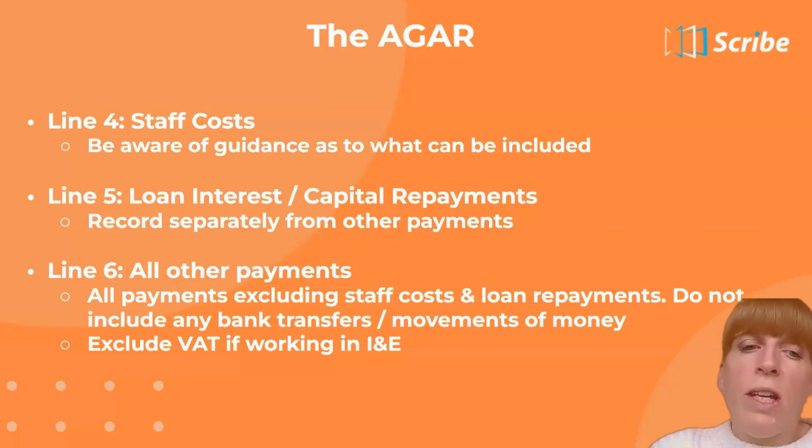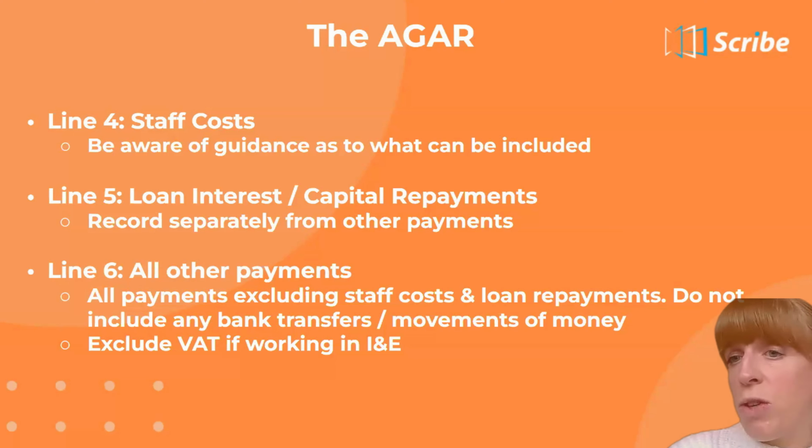Line 5, loan interest or capital repayment. So that obviously is if you have a loan and you're making repayments against that loan, that needs to go into line 5 as a separate amount. And then line 6, all other payments. So everything else that you're paying out basically that isn't staff cost and isn't a loan repayment.